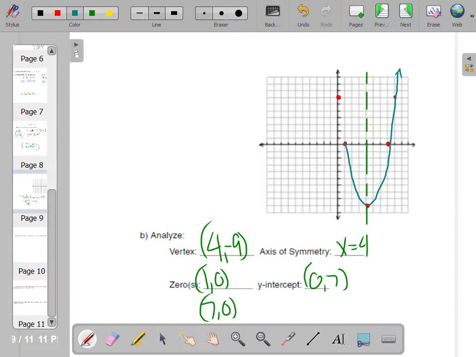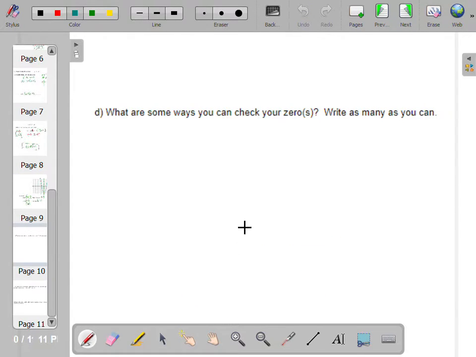And when I draw it, it's beautiful. Okay. Cool. So there's my quadratic. What next? What are some ways you can check your zeros? So the equation that I have is x squared minus 8x plus 7. And we said that the zeros were at (1, 0) and (7, 0). So how can I check that?